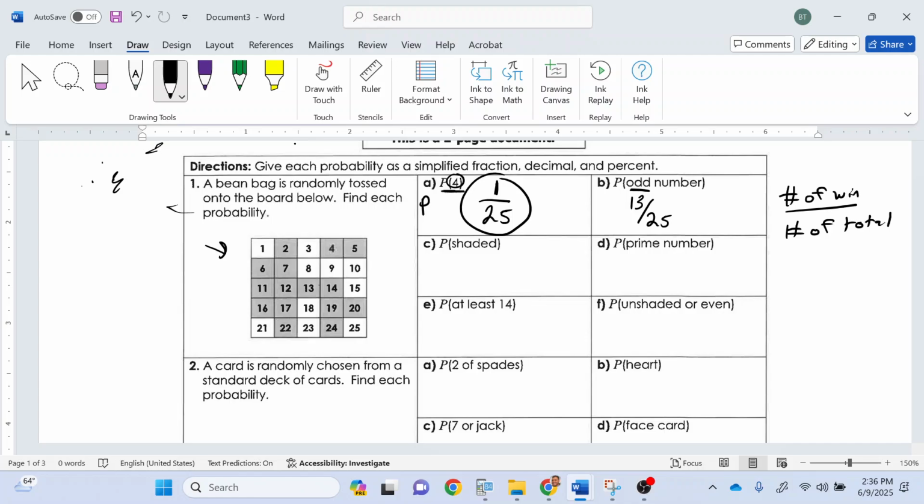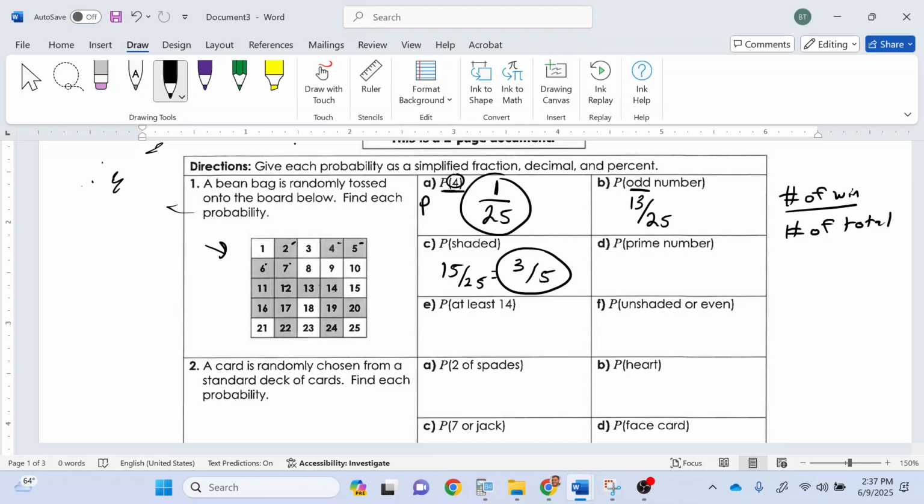So what's shaded? I want all the shaded. So I have to count 1, 2, 3, 4, 5, 6, 7, 8, 9, 10, 11, 12, 13, 14, 15. So it's going to be 15 out of 25 shaded. In a multiple choice, it will be simplified. So your answer is going to look like 3 over 5.